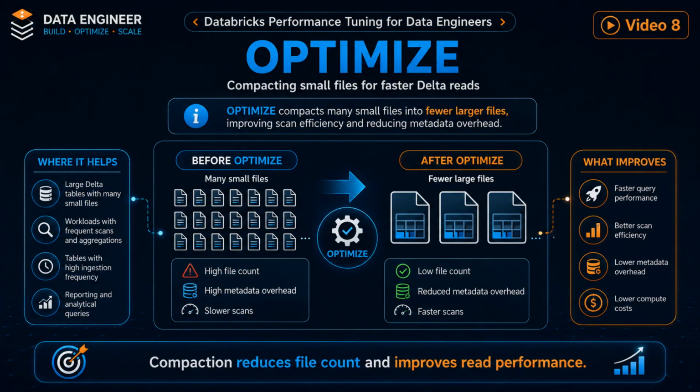Optimize does not magically fix every performance issue, but it is a strong first step when small files are hurting read performance. The takeaway is simple. Compaction reduces file count and improves read performance.